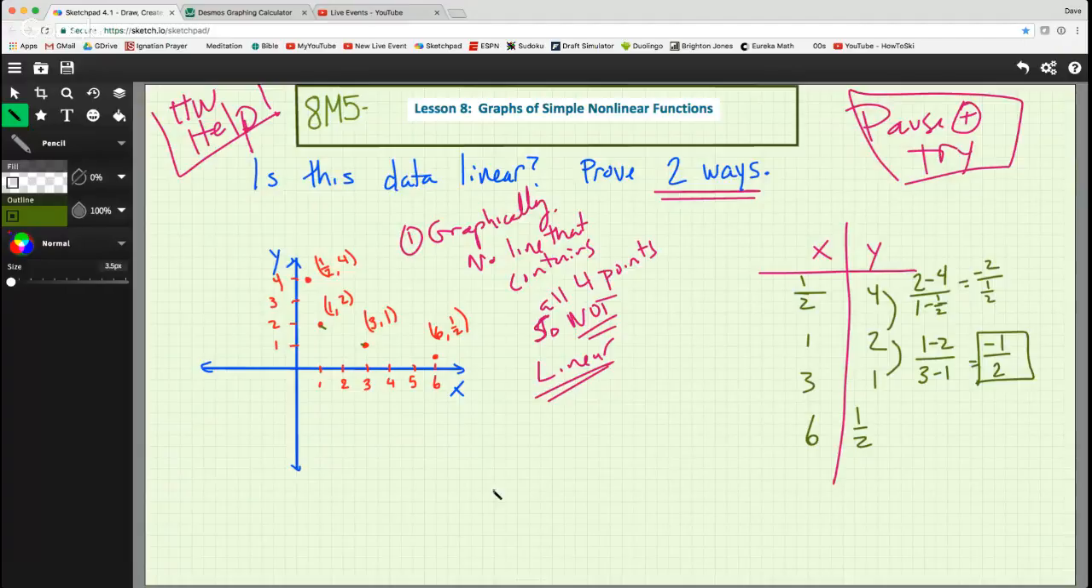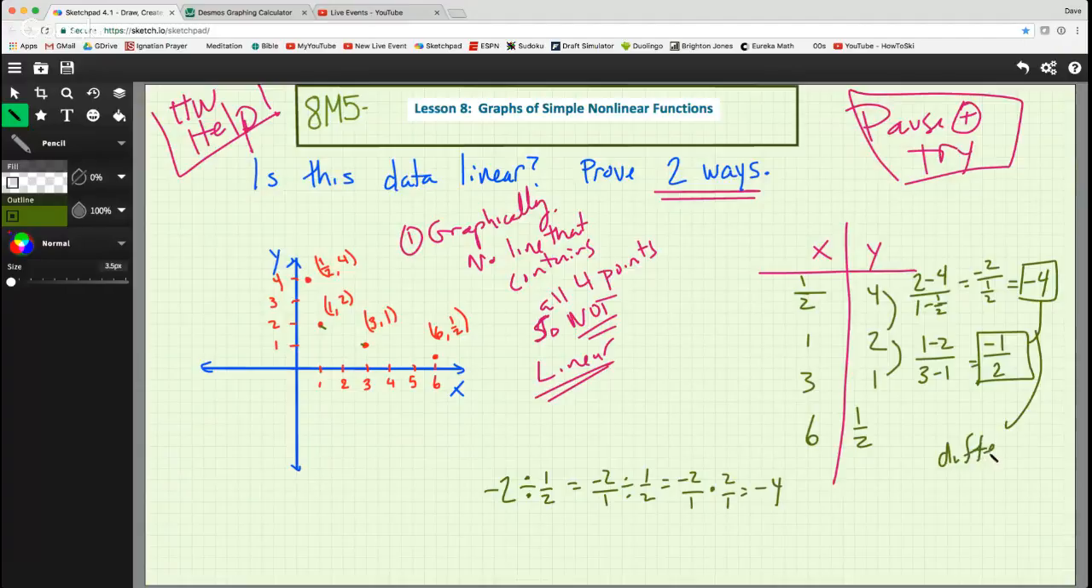Well, -2 over 1/2, I'm going to do the math down here. -2, I'm going to remind us how we do this, divided by 1/2. I have to put both things in fractions. So that's -2 over 1 divided by 1 over 2. And now I have to invert my second one, and make it a multiplication problem. -2 times 2 over 1 equals -4. So my slopes are different.